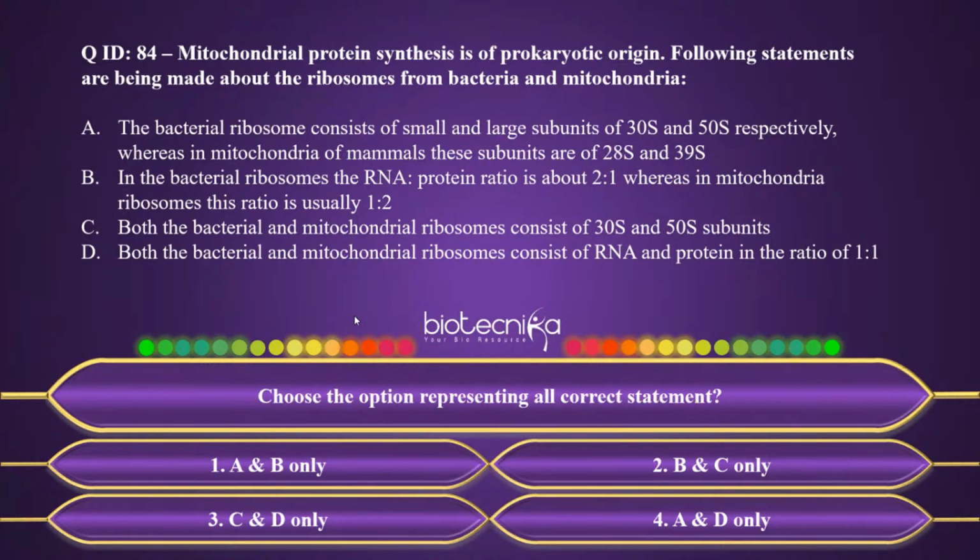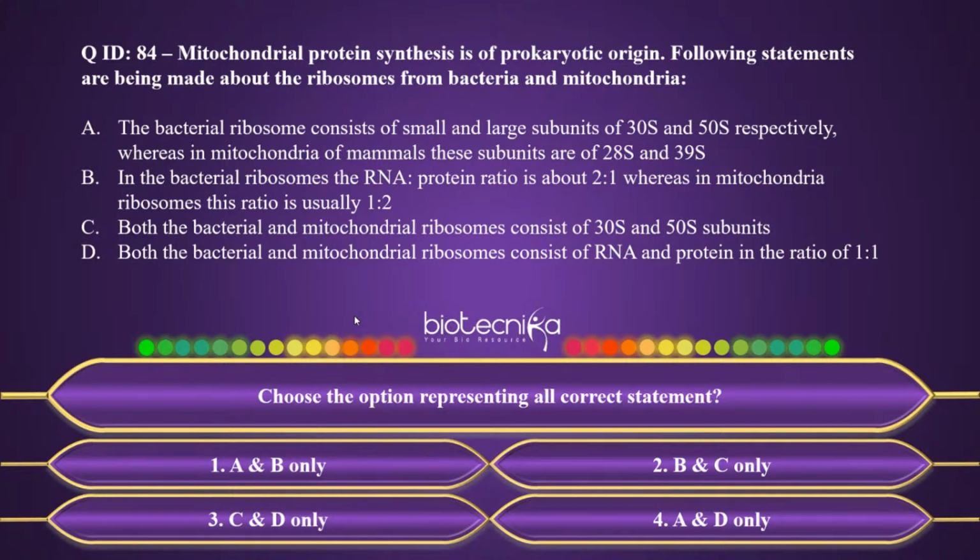If you read standard books, even Watson, Lodish, in all of these books, this statement is given regarding the bacterial ribosome and the mitochondrial ribosomes in mammals, right? Coming to option B, it says that in the bacterial ribosomes, the RNA to protein ratio is about 2:1, whereas in mitochondrial ribosomes, this ratio is usually 1:2. This statement is given in Watson. You can check it out. This is also a fact-based option, and this option is also correct.